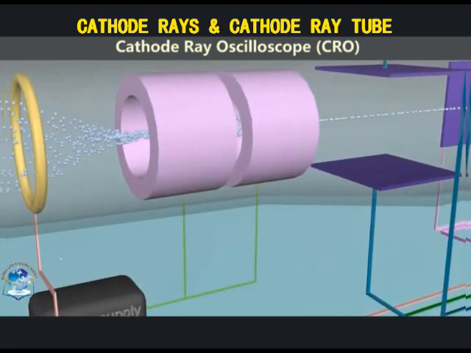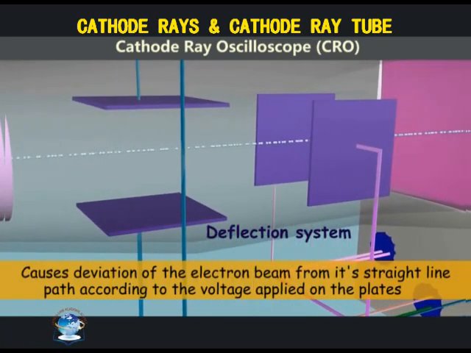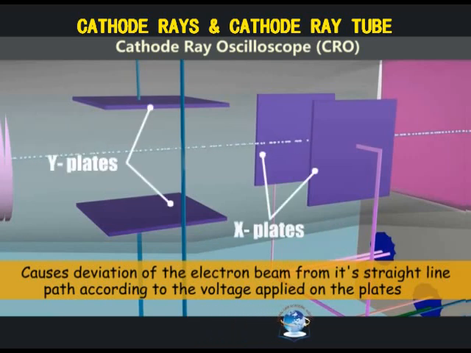The second part is named the deflection system and causes the deviation of the electrons from their normal straight line path according to the voltage applied to the plates. It consists of two pairs of plates named X and Y plates.